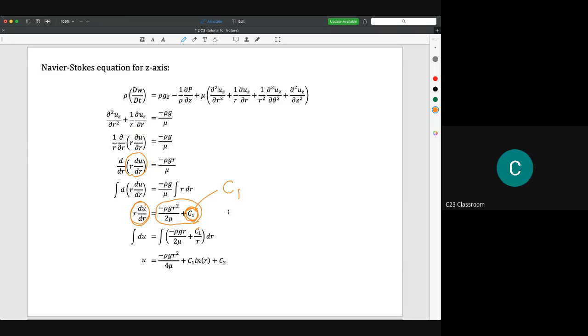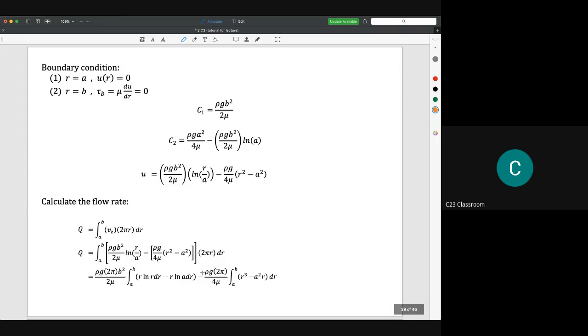And then again, we rearrange the equation here. We bring the dr to the right hand side, and then we bring the r to the right hand side also. So we get this term. Then we integrate both sides again, so we will get u on the left hand side, and all of these terms on the right hand side. We have a ln r here, but don't worry, it can be solved.